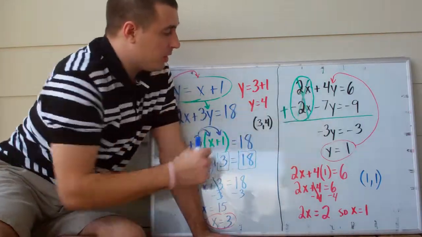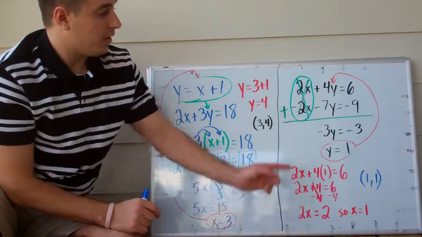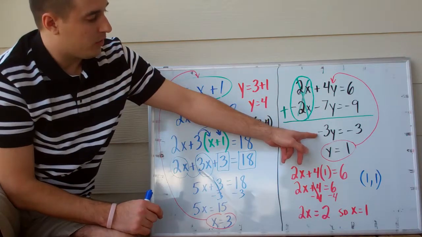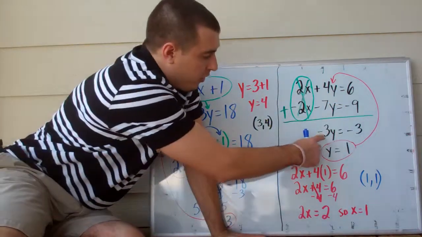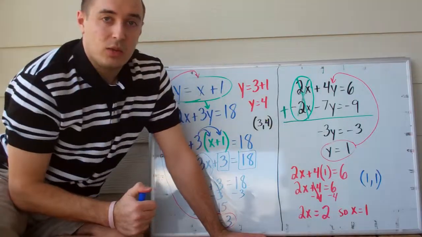So which is perfect, why I put a little x over that. So we add the rest of them, so 4 plus negative 7 equals negative 3y. 6 minus 9 equals negative 3. So since we just divide by negative 3, y has to equal 1.